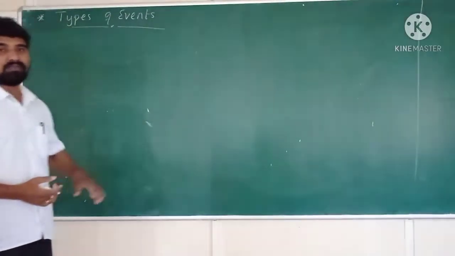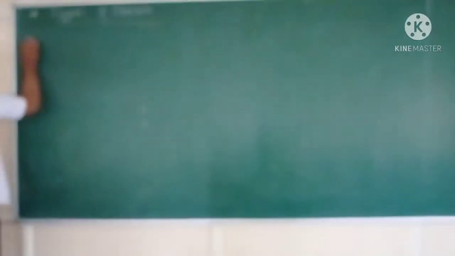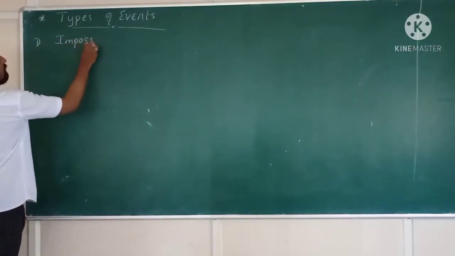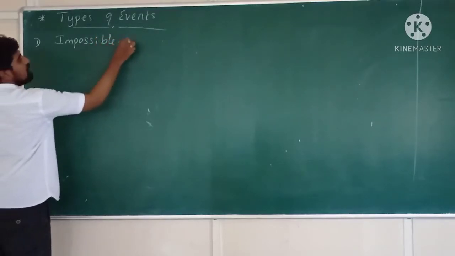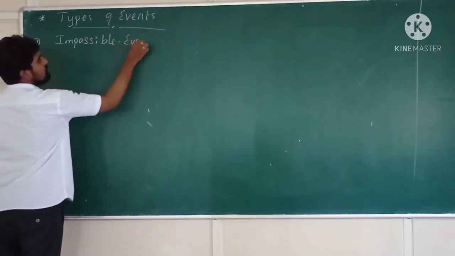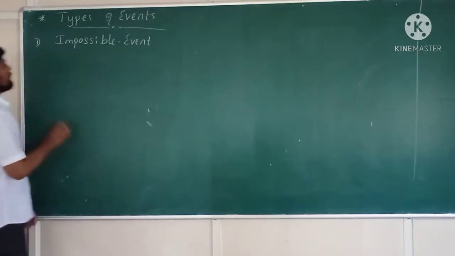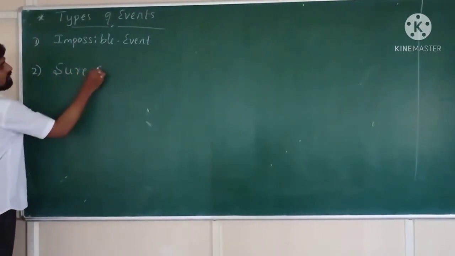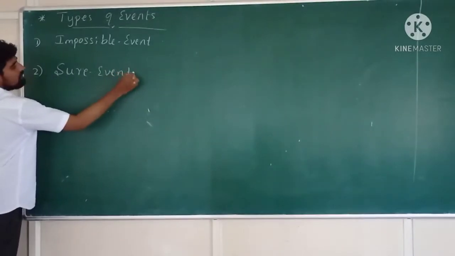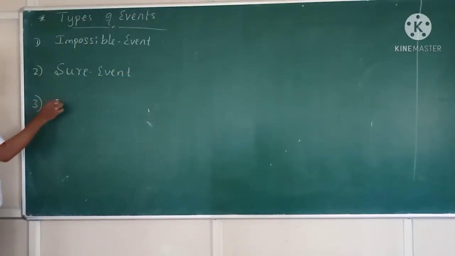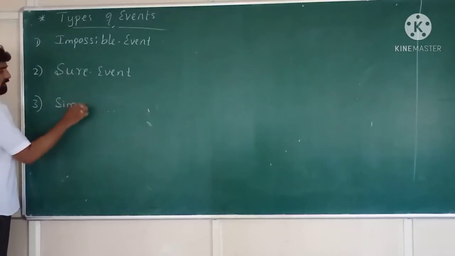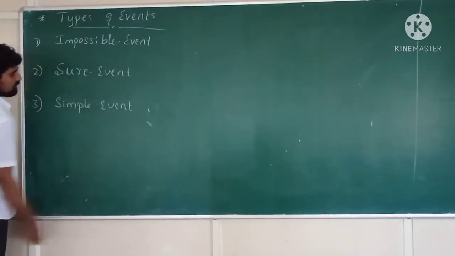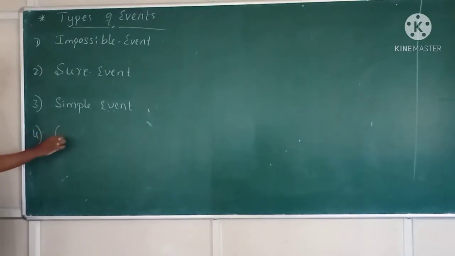So now the types of events. The first one is impossible event. The second one is sure event. The third one is simple event. And the fourth one is compound event.